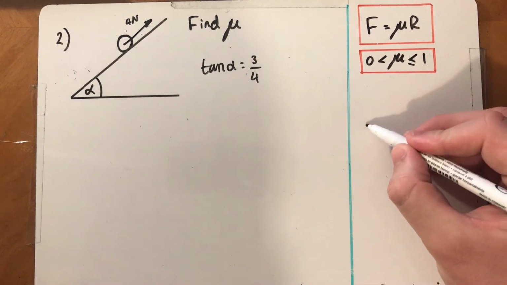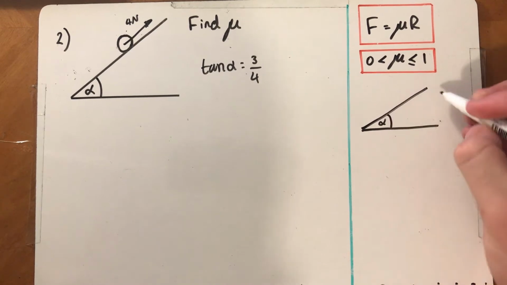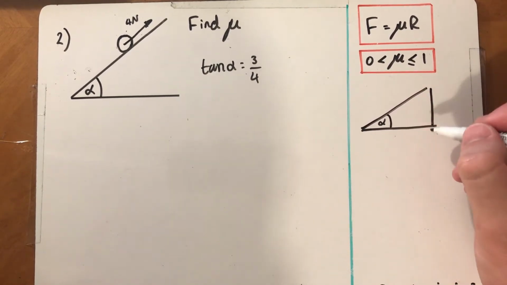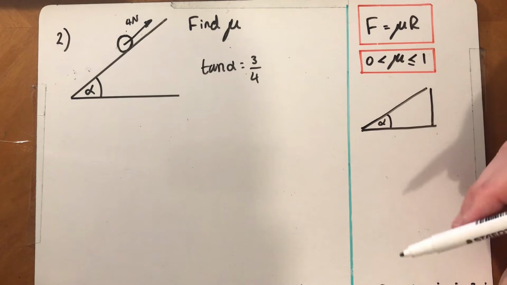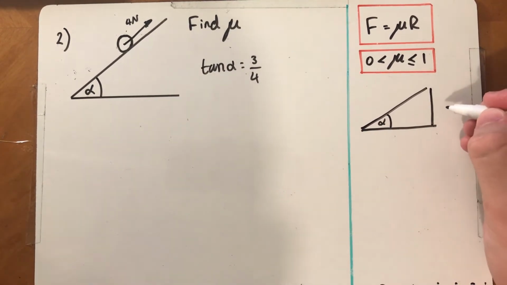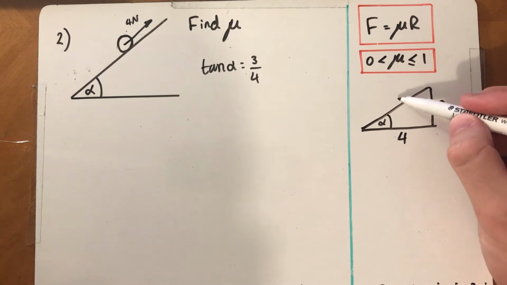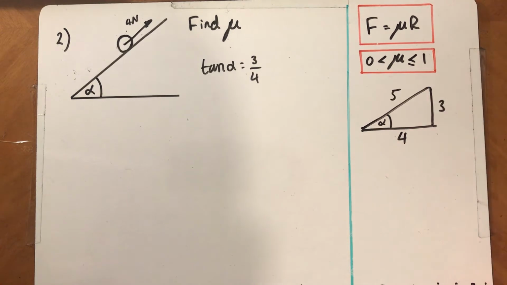Okay, so what we can do now is draw another little diagram here off to the side of our slope, angle alpha. We know that tan alpha is 3/4, and we know that tan is the ratio of opposite and adjacent. So the opposite side to the angle is 3 units and the adjacent side is 4 units. We can calculate the magnitude of the hypotenuse, and that will come out as 5 units. The square root of 4 squared plus 3 squared.